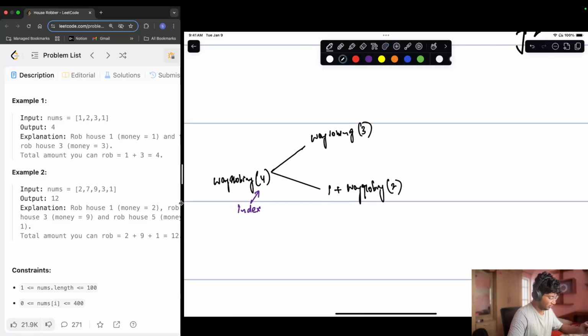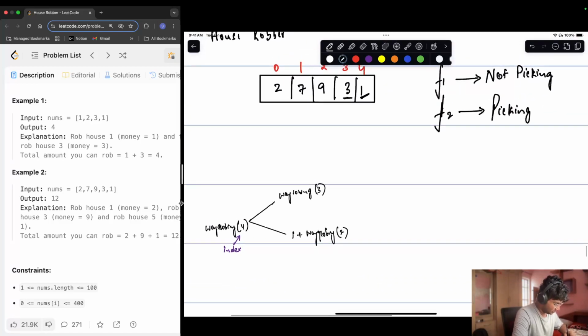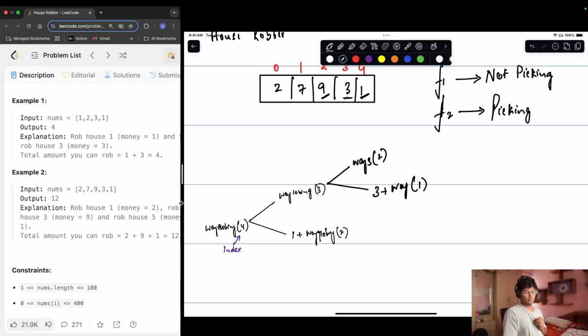Now, ways of picking 3. I either pick 3 or I don't pick 3. First, I don't pick 3, so ways of picking 2. Or I do pick 3, but I can't pick 9, because 3 is adjacent to 9. So I go for 3 plus ways of picking 1.